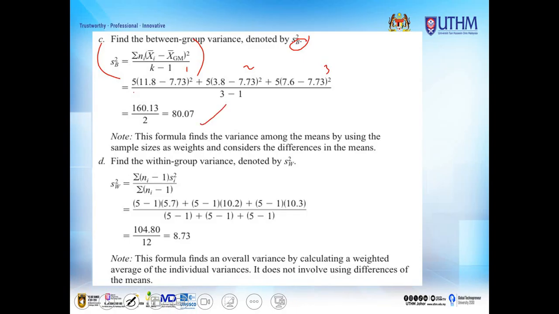This formula finds the variance among the means by using the sample sizes as weights and considers the differences in the means.